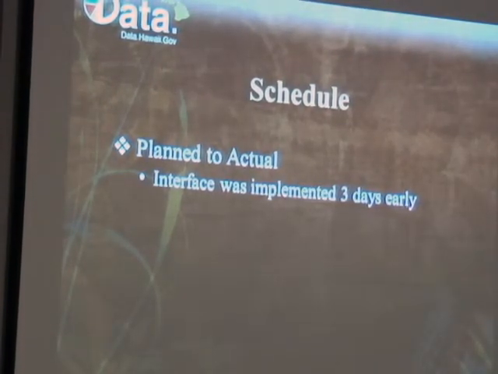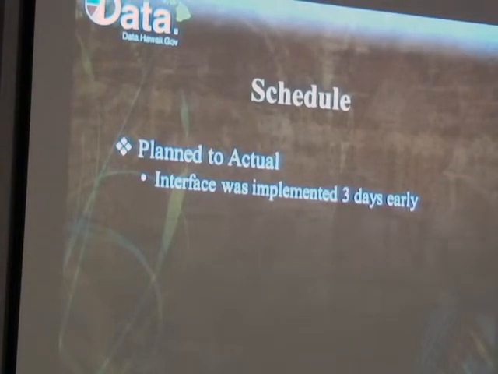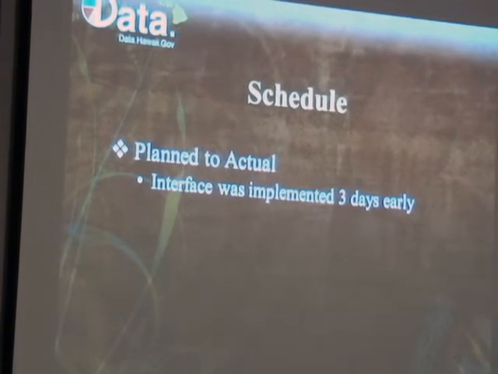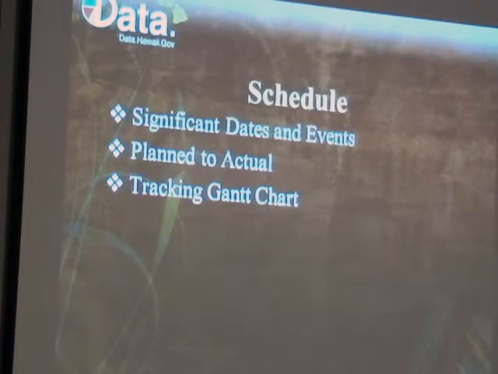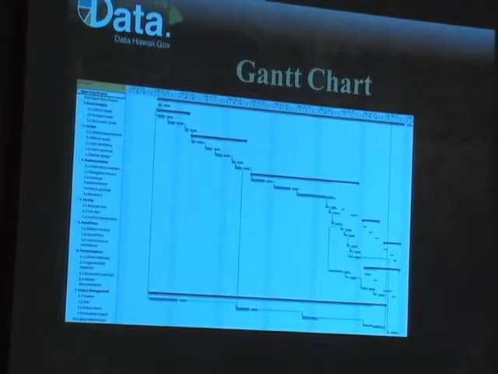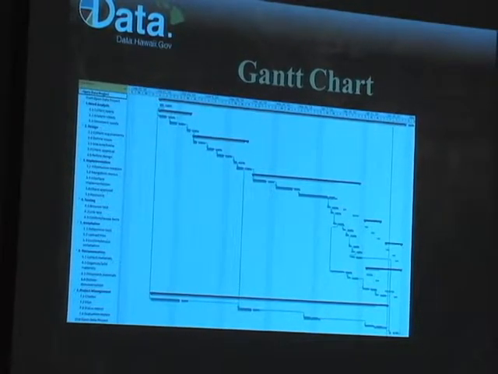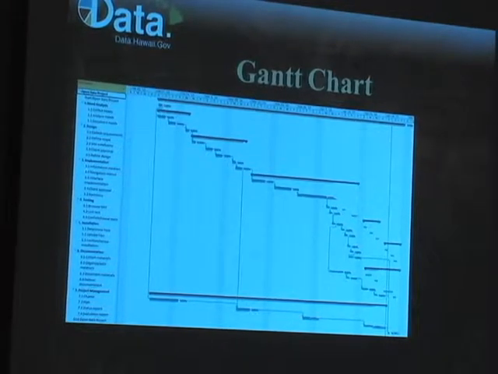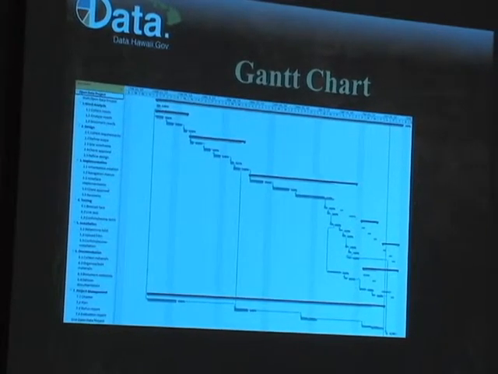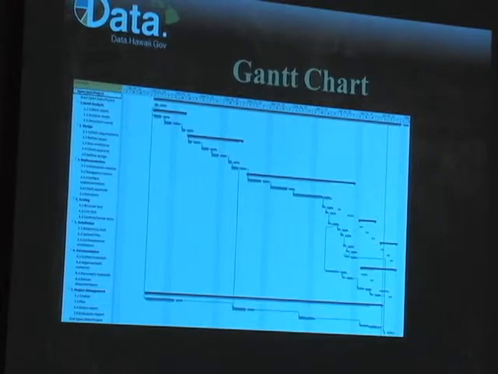For plan to actual, we planned on it having a certain date, but we ended up implementing it 3 days early. And here's our tracking Gantt chart. Towards the right half of the chart, you can see where we actually started going ahead of schedule. The dots all the way to the right are the planned, and the blue dots below it where it says 100% are us going ahead of schedule.